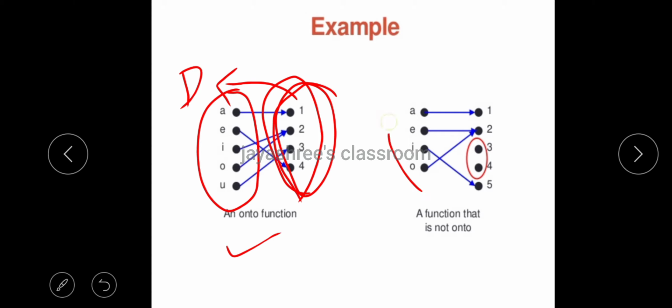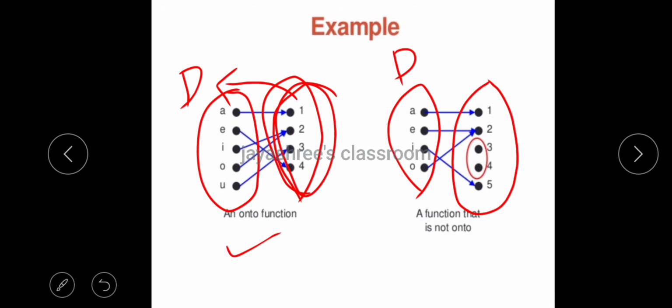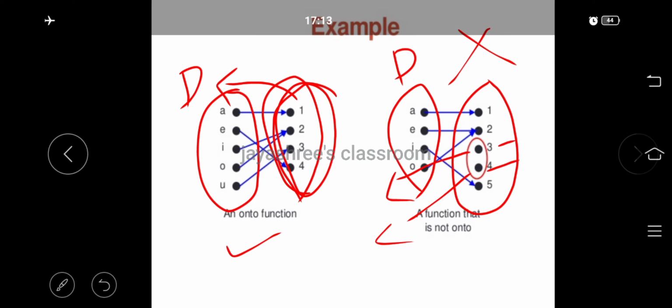Whereas in this example, A, E, I, O, U, this is the domain. A, E, I, O are the members in the domain. Look at the codomain. Here 3 and 4, these two members haven't any pre-images. Okay, they are free. They are not used. Therefore, this function is not an onto function.